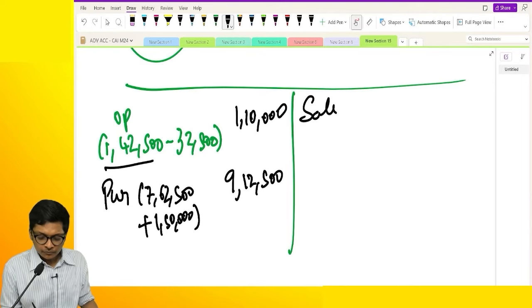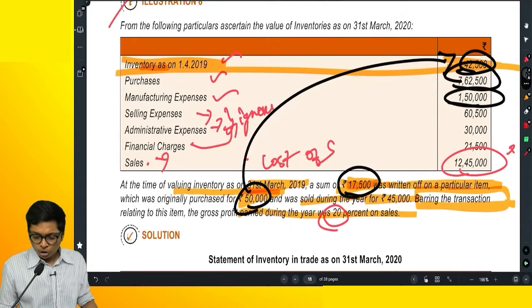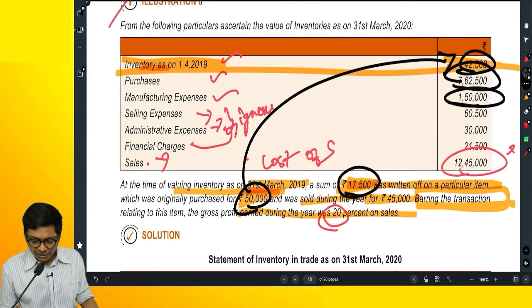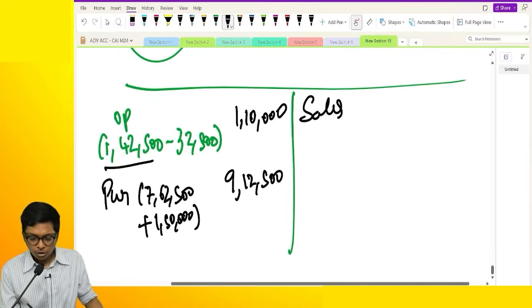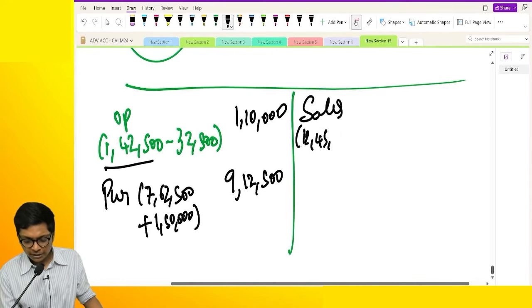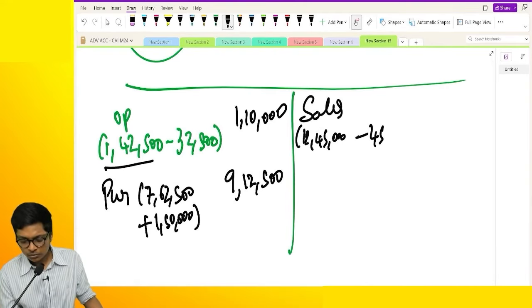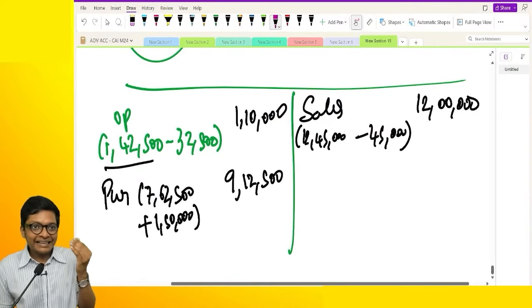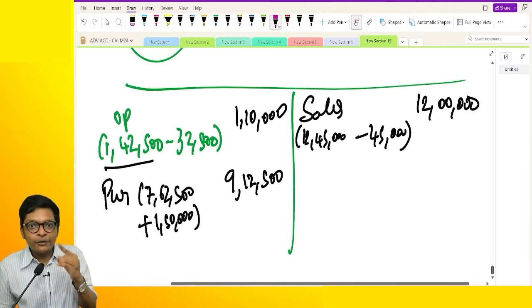How much sales has he given? 12 lakh. But how much is the anomaly, the abnormal item? 45,000. So we can reduce that. 12,45,000 minus how much? Now all three are neatly written the way I want them.